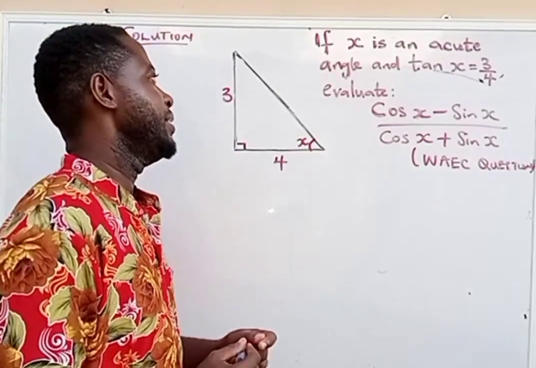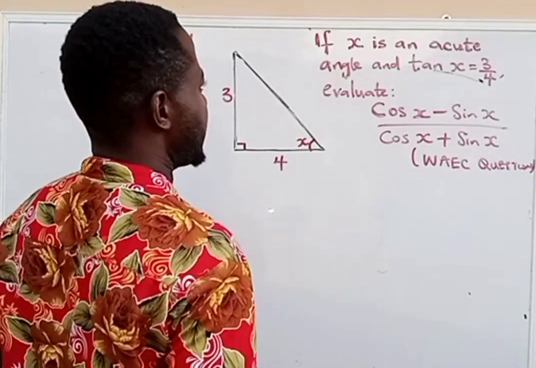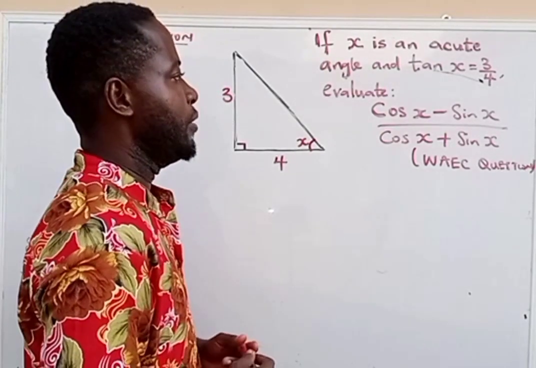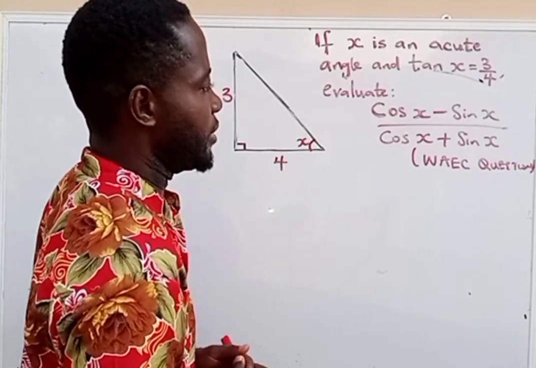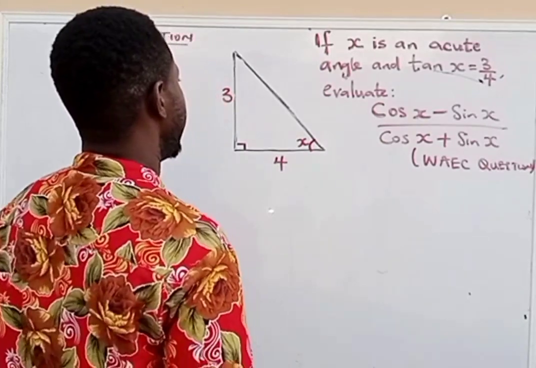On the board today, we have a WAEC question. The question says, if x is an acute angle and tan x equals 3 over 4, evaluate cos x minus sin x all over cos x plus sin x.